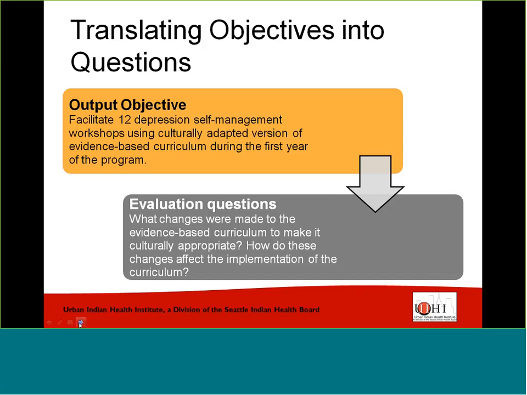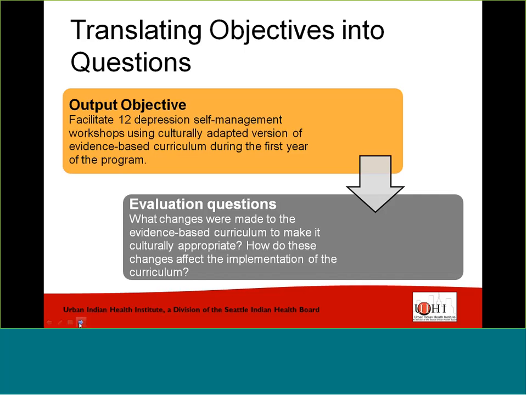So let's look at some examples. An objective from a suicide prevention program may be to facilitate 12 depression self-management workshops using a culturally adapted version of an evidence-based curriculum during the first year of a program. From this objective, we might get the following implementation evaluation questions. What changes were made to the evidence-based curriculum to make it culturally appropriate? How do these changes affect the implementation of the curriculum?